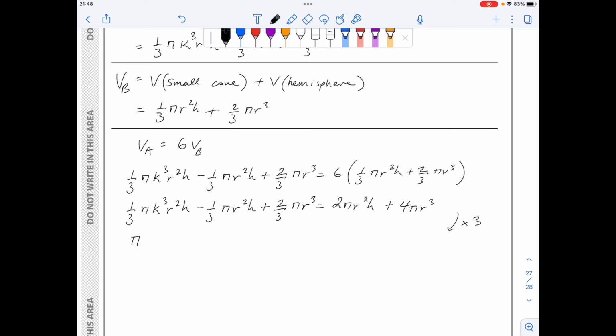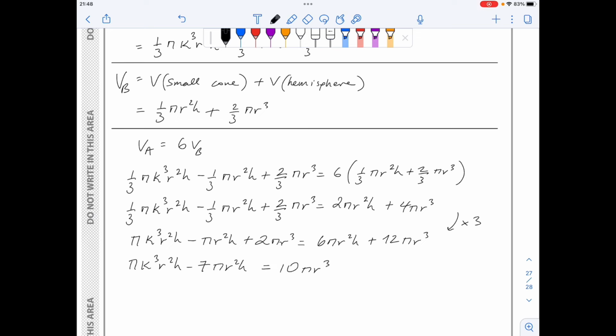So I will have pi K to the power of 3 R squared H minus pi R squared H plus 2 pi R cubed equals 6 pi R squared H plus 12 pi R cubed. I'll take all the terms with H on the left hand side. These are the terms with H, and everything else keep it on the right. So pi K to the power of 3 R squared H minus 7 pi R squared H equals 10 pi R to the power of 3.